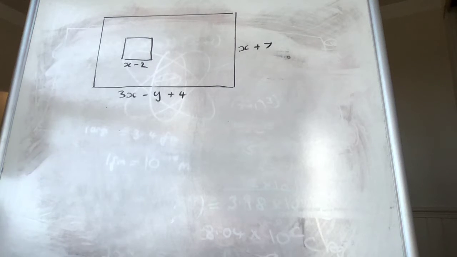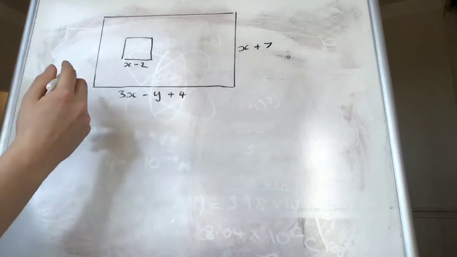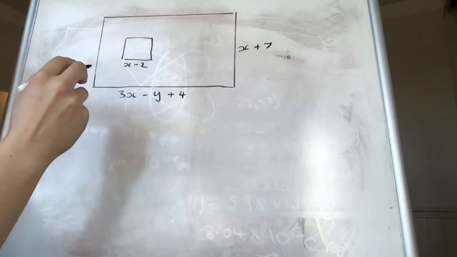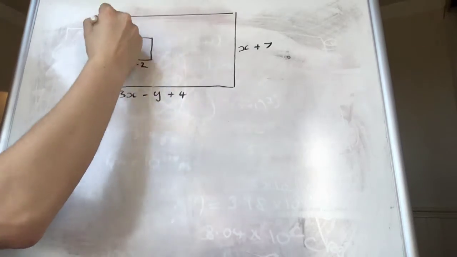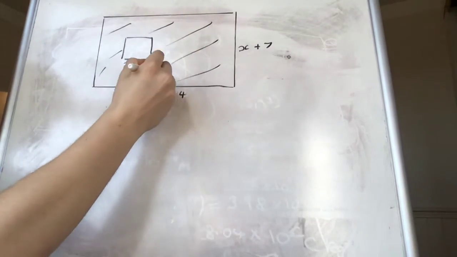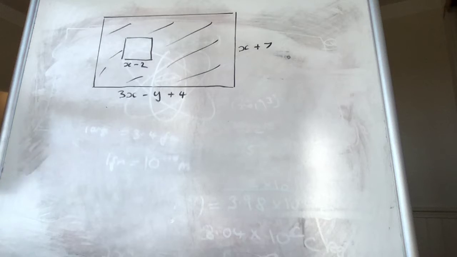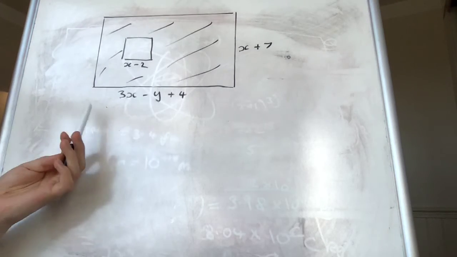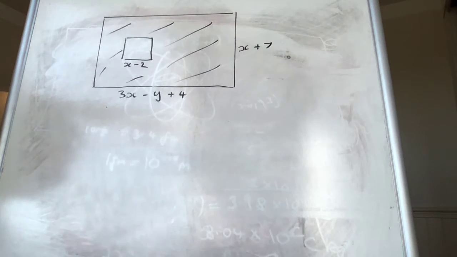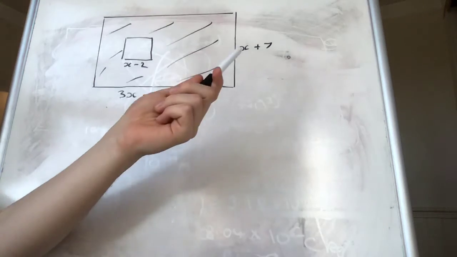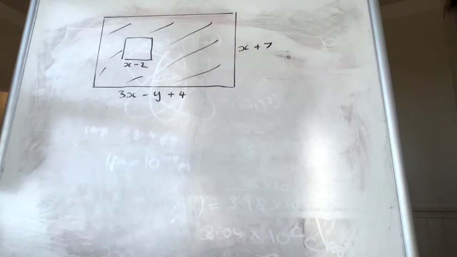Okay, so here we have a diagram that shows a rectangle with a square cut out. So this area in here is all shaded, and then we've got this square in the middle that has been cut out. The rectangle has a length of 3x minus y plus 4 and a width of x plus 7, and the square has a length of x minus 2. We want to find an expanded and simplified expression for this shaded area.